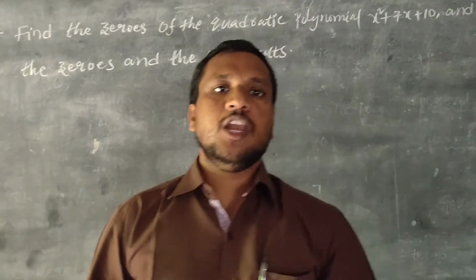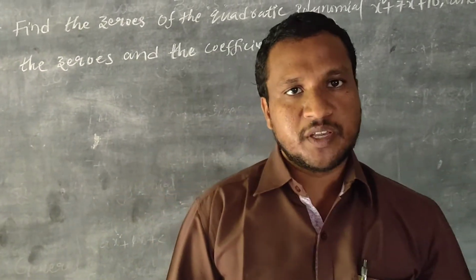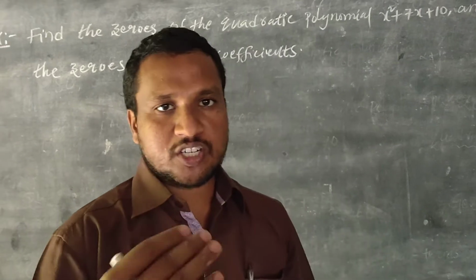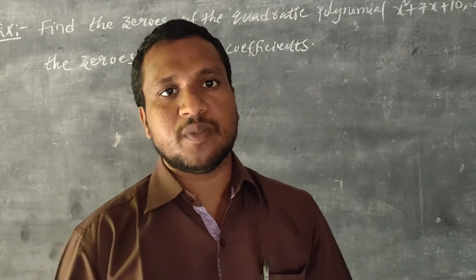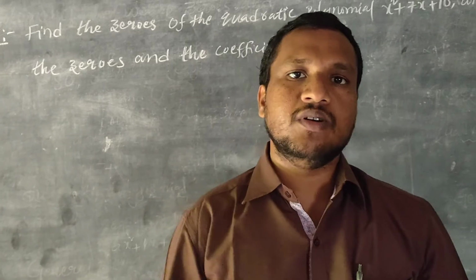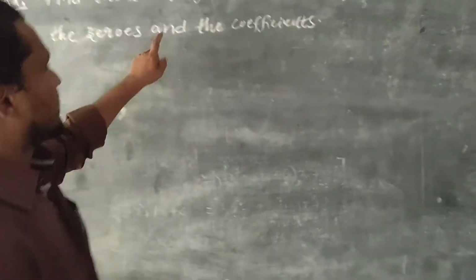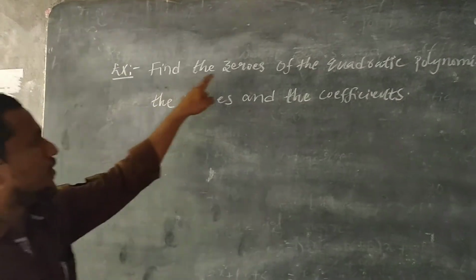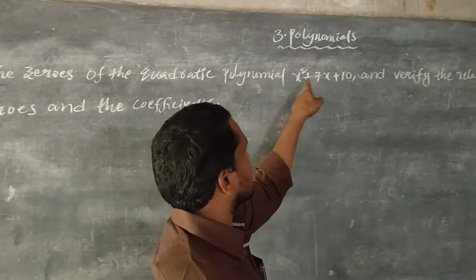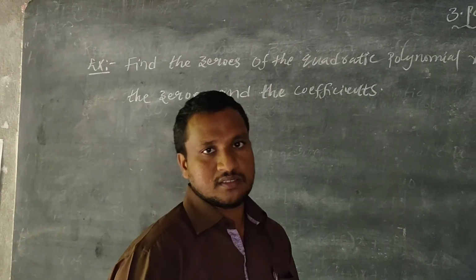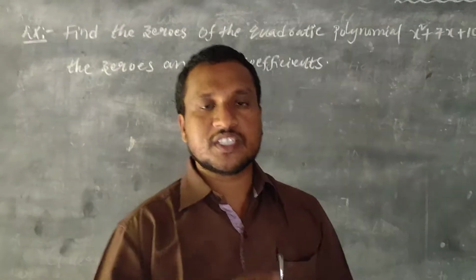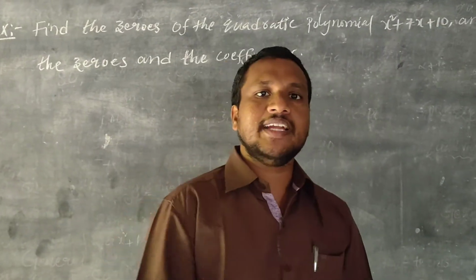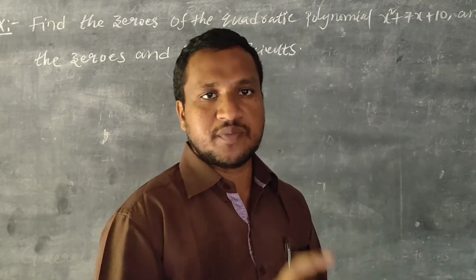What is the formula? Sum of the zeros of the quadratic polynomial, alpha plus beta, is equal to minus b by a. Product of the zeros of the quadratic polynomial, alpha beta, is equal to c by a. For example, listen carefully. Find the zeros of the quadratic polynomial x square plus 7x plus 10 and verify the relation between the zeros and the coefficients. First find the zeros, then write the relation between the zeros and the coefficients.